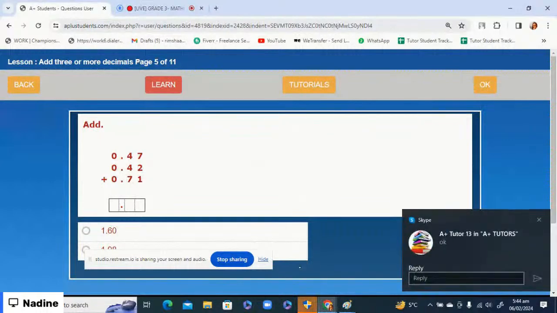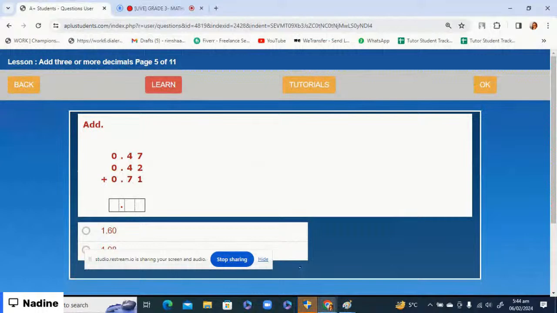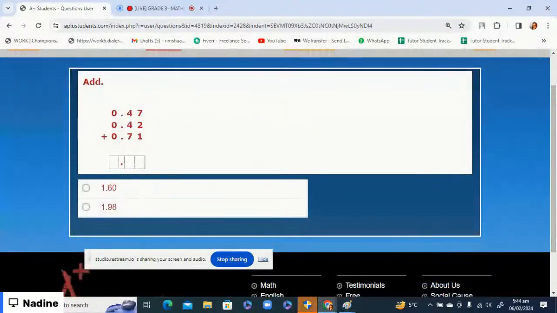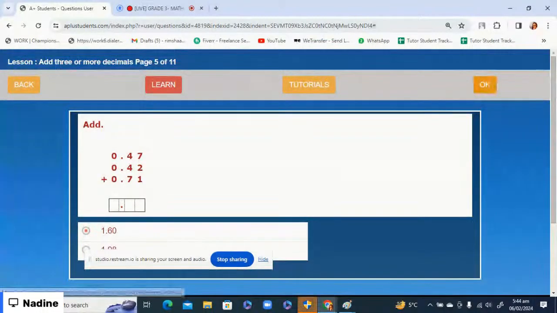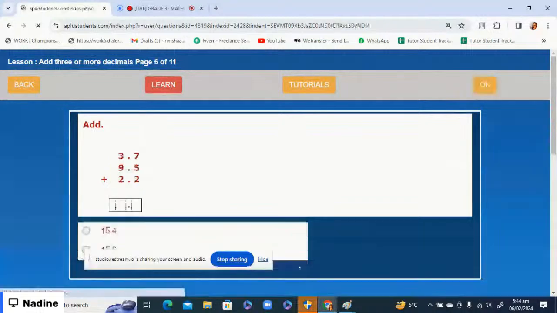Then let's do this one. 0.47, 0.43 and 0.27. Let's check. 7 plus 2 plus 1 is 10. So you are going to put here 0. 1 goes up. 4 plus 4 is 8 plus 1 is 9. 9 plus 7 is 16. Putting 6. 1 goes up. So the answer is 1.60. Okay, that is here. 1.60. So we are saying that this is our answer.